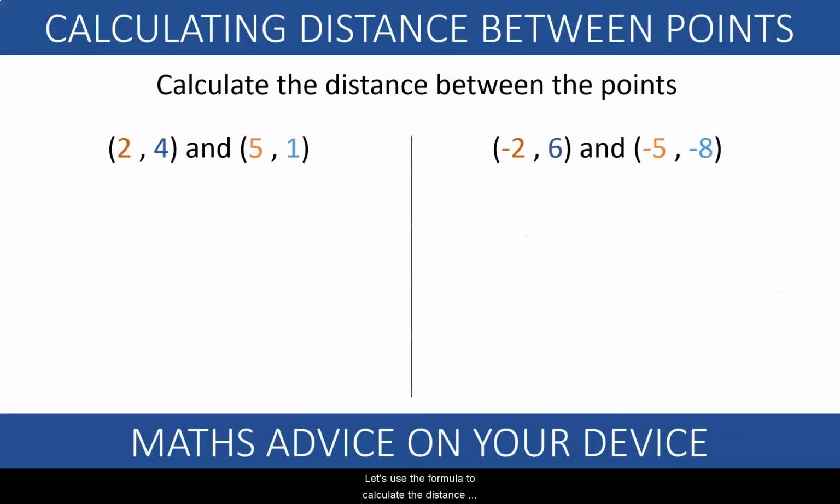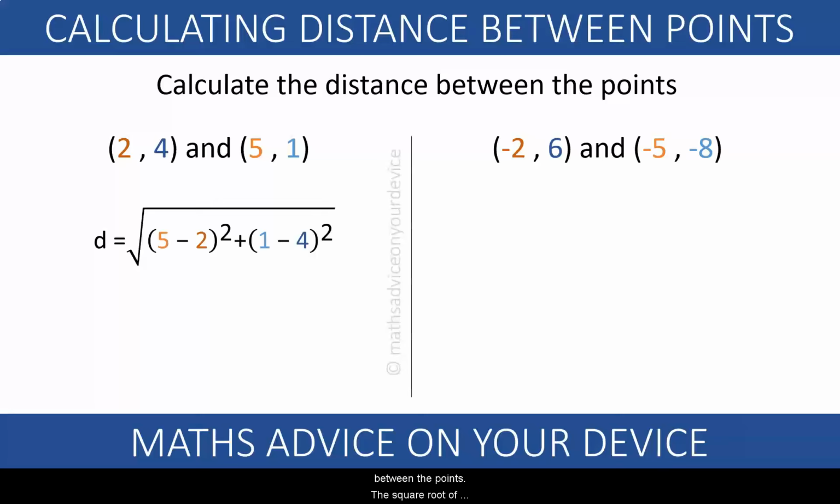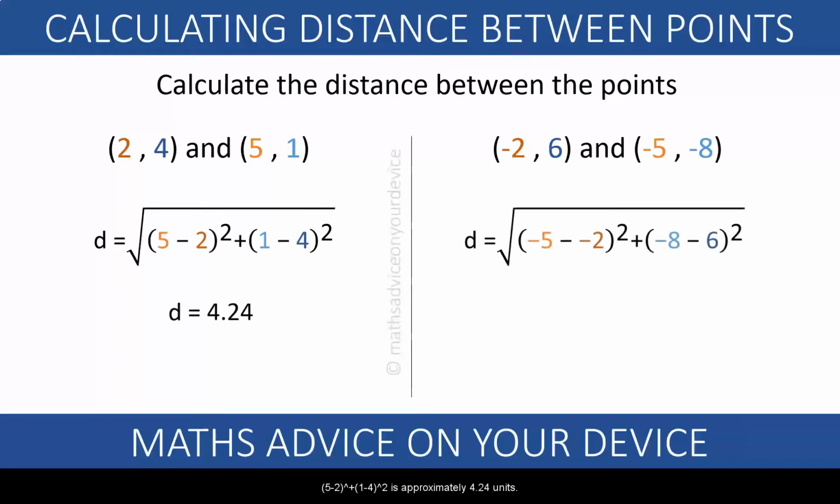Let's use the formula to calculate the distance between the points. The square root of (5 minus 2) squared plus (1 minus 4) squared. This is approximately 4.24 units. The square root of (-5 minus -2) squared plus (-a minus 6) squared. This is approximately 14.3 units.